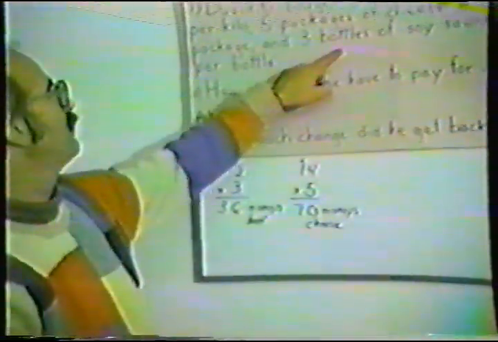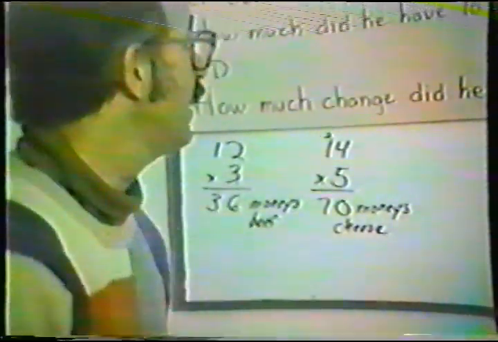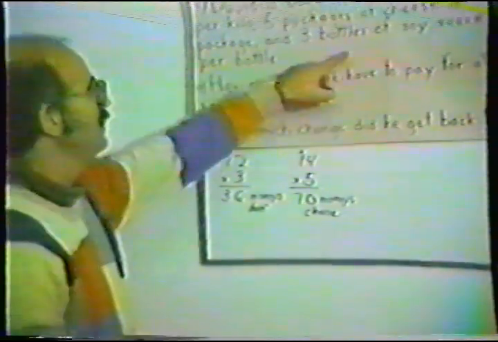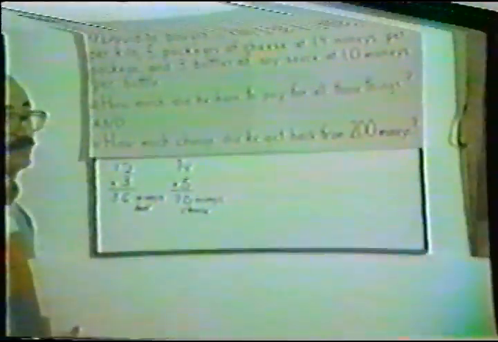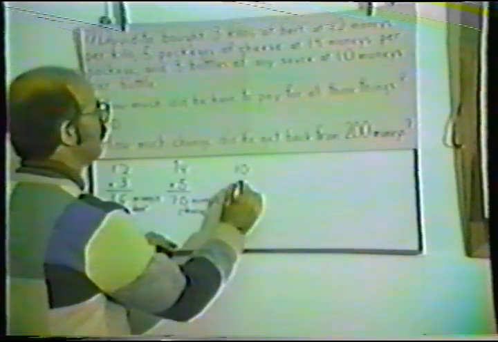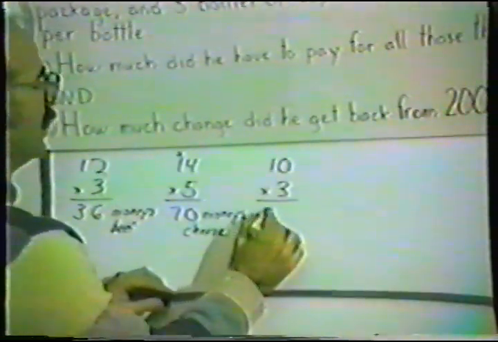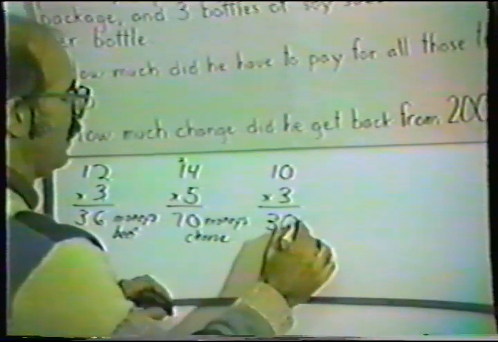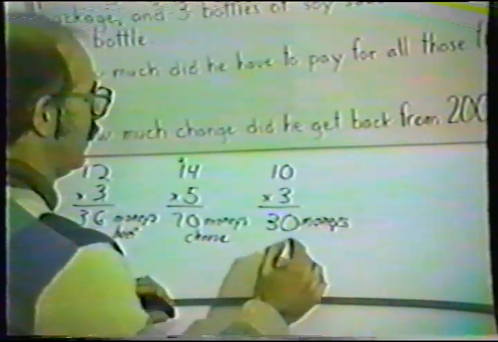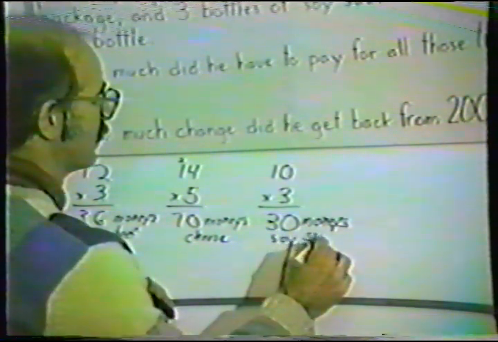And 3 bottles of soy sauce at 10 monies per bottle. What do we do with these two numbers? Multiply. 10 monies per bottle, 3 bottles, 10 times 3 is 30. 30 what? Money. 30 monies for soy sauce.